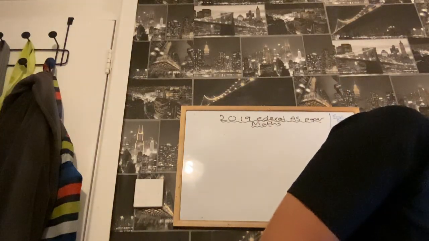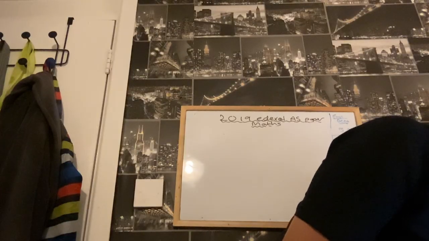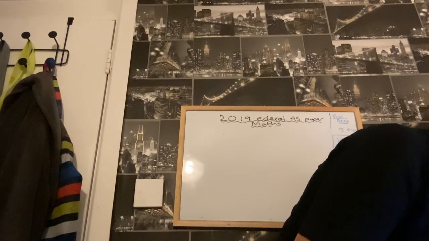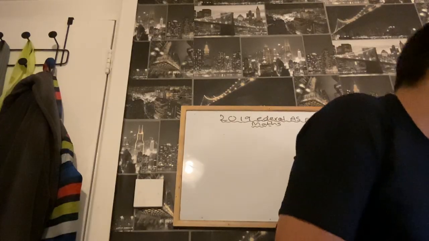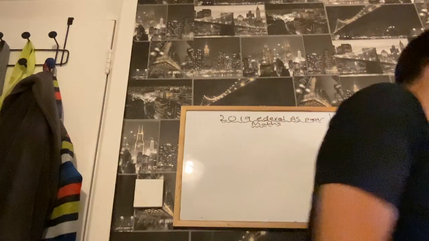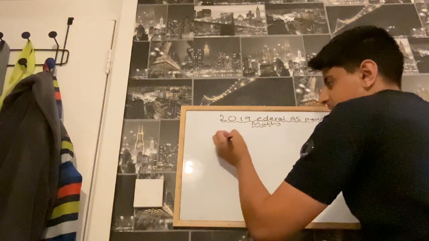It says, hence find the exact values of k for which L is a tangent of C. Okay, exact values of k. So we want to find out what k is. If we put down what we got previously, because for some reason maths always just works on the things you got previously.